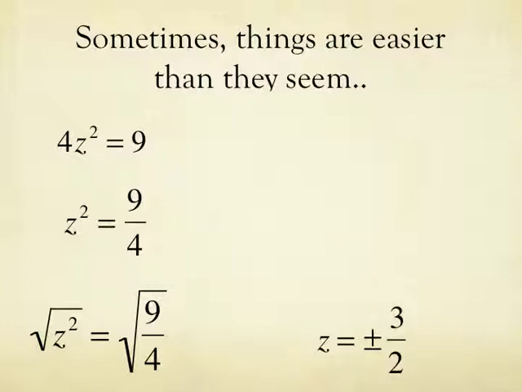On the left-hand side, then, we'll have z, and on the right-hand side, the square root of 9 on top, that's 3. The square root of 4 on the bottom, that's 2. And when you think about it, there are 2 square roots of 9/4. There's positive 3/2 and negative 3/2. So there are 2 solutions, 2 numbers I can plug into the original equation for z to make 4z squared be equal to 9. Those 2 solutions are positive 3/2 and negative 3/2.